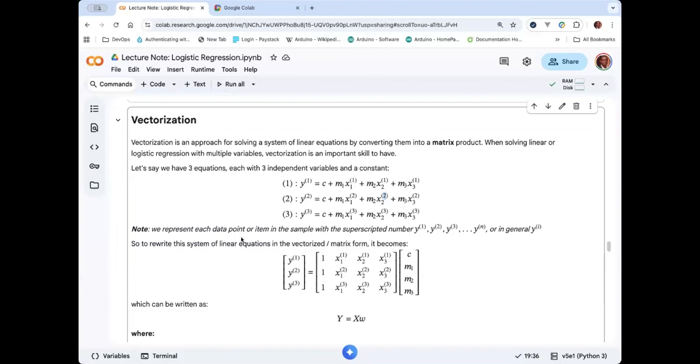So like I said, we represent each data point or item in a sample with a superscript number in brackets, right? While the subscript represents each independent variable or each feature. So this is now what we call a feature. When you hear of a feature in machine learning, a feature means each of the things that contribute to the outcome of the prediction, or the outcome of the thing that you are predicting, right?